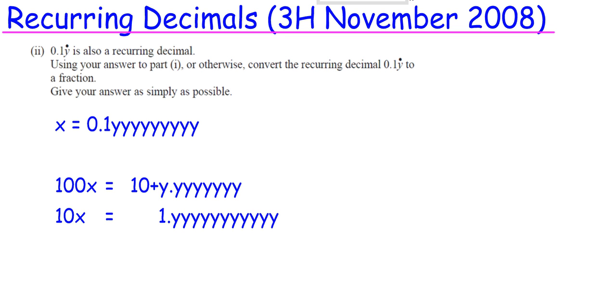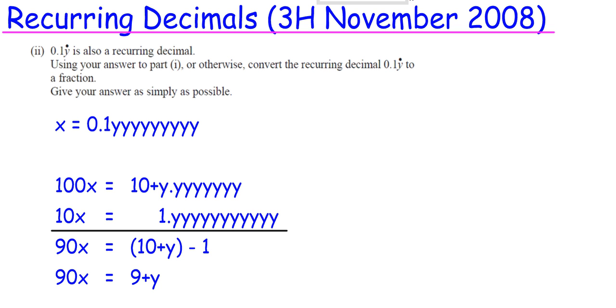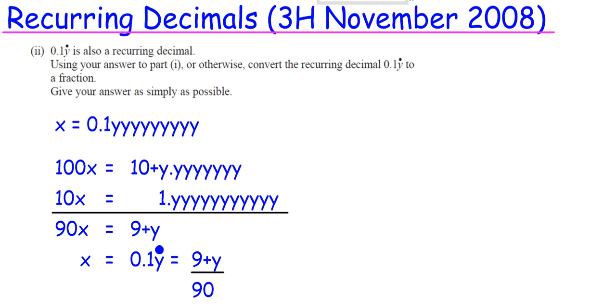Okay, so now we can do the same as before. We take one from the other, so that will give us 90x. All the y's after the decimal points will cancel out, so now I need to do 10y take 1. Well, 10y take 1 is 9y. So now we can divide, so then x, which was equal to 0.1y recurring, will be equal to 9 plus y over 90.